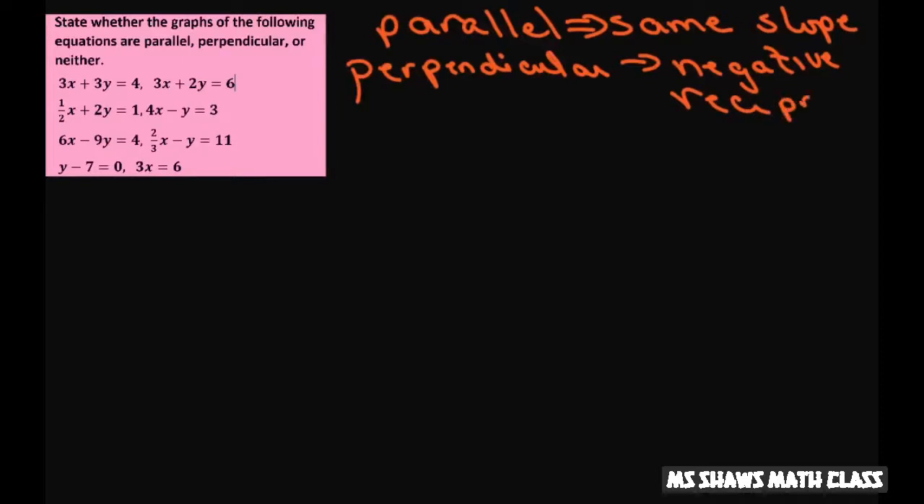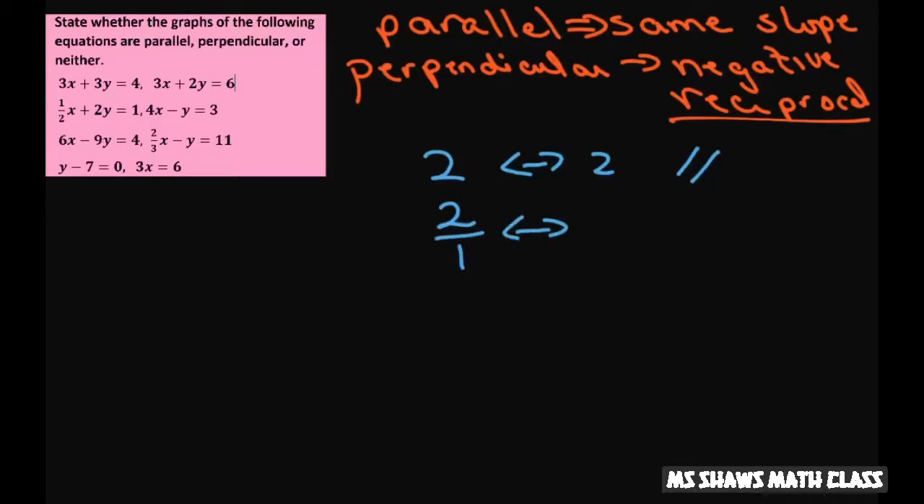Reciprocal. Can't spell, but negative reciprocal. Let me tell you what that means. So if the slope is 2, and your other line, the slope is 2, that means they're parallel. If the slope is 2, and we can write that 2 over 1, but the other slope is the negative reciprocal, that would be negative 1/2. That would mean they're perpendicular.